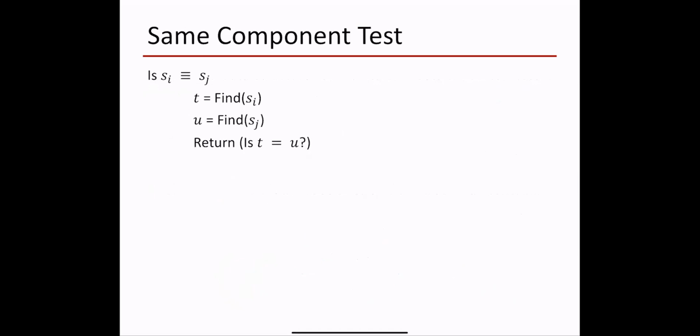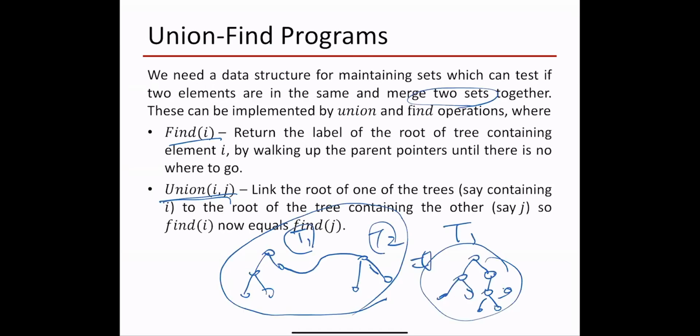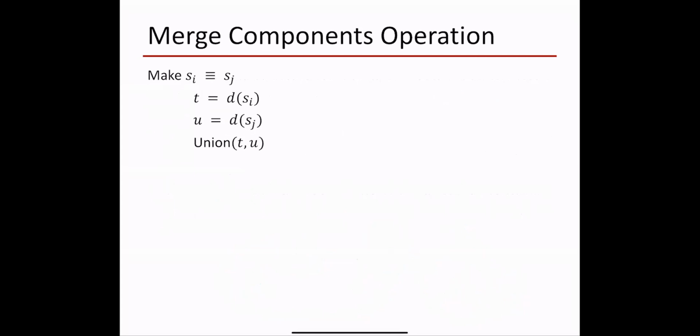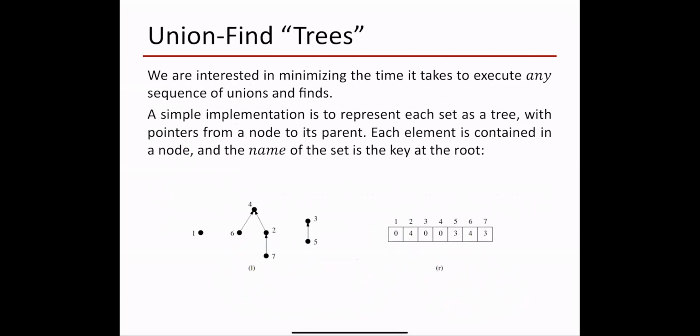And the component test is find(Si) and find(Sj). Meaning for the sets Si, T1 and T2, you can quickly check and merge them together to make a union of them. So for union find trees, we are interested in minimizing the time it takes to execute any sequence of unions and finds. A simple implementation is to represent each set as a tree with the pointer for each node being its parent.